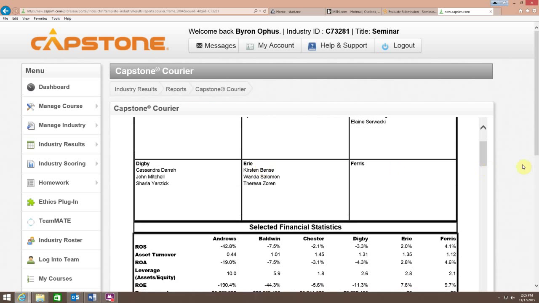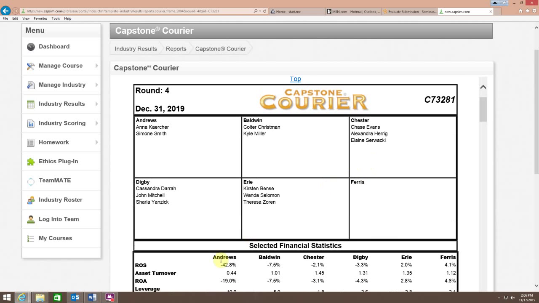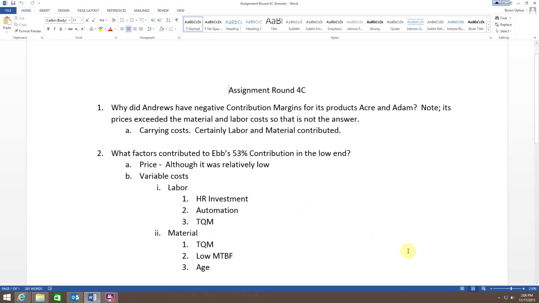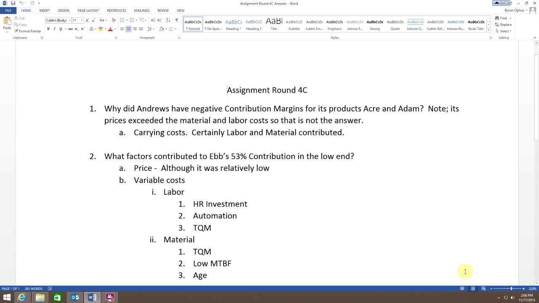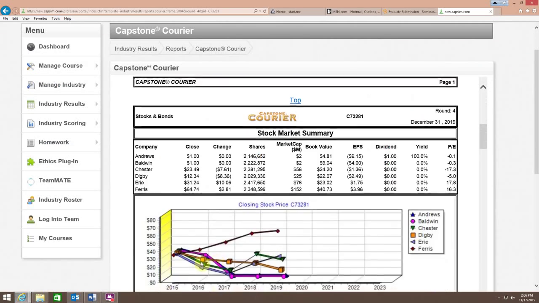So I'm hoping that you really pick it up for the last few rounds here. Okay, round 4. Let's look at the homework from round 4. The first one was, why did Andrews have negative contribution margins for its products, Acre and Atom? And I said, note, its prices exceeded the material and labor costs. So let's take a look at that.